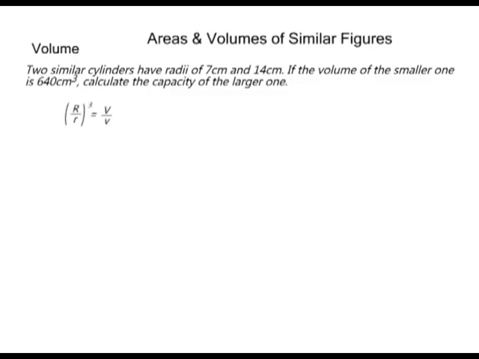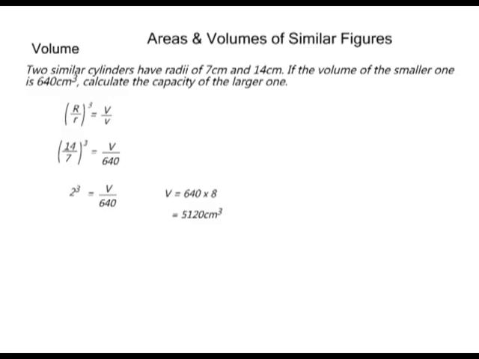Radius large over radius small, cubed, is equal to volume large over volume small. 14 over 7, cubed, is equal to large volume over 640. We divide 14 by 7 to get 2, and so 2 cubed is equal to V over 640. V is equal to 640 times 8, and that gives us 5,120.